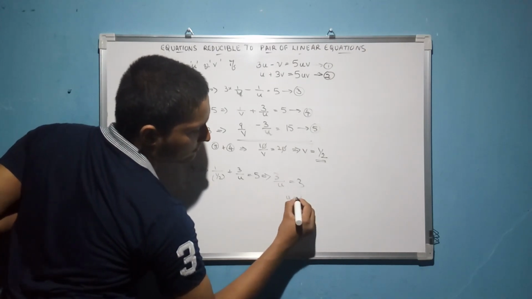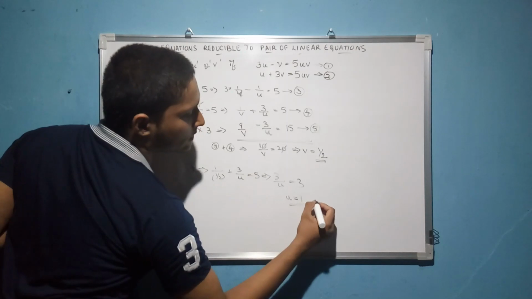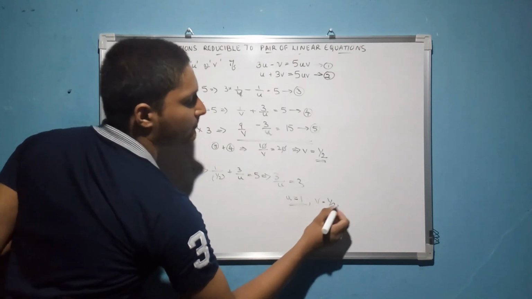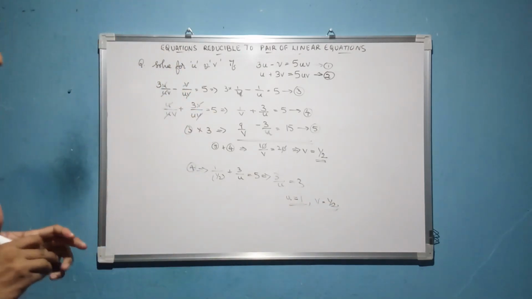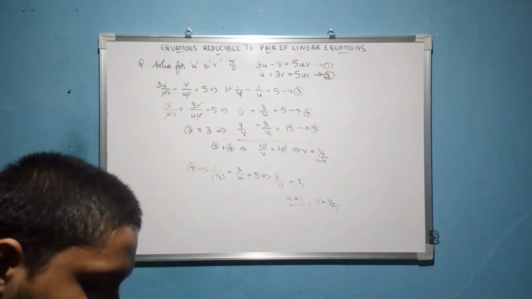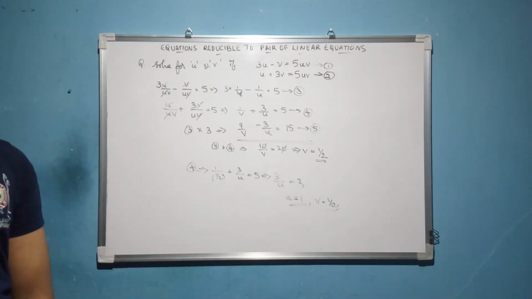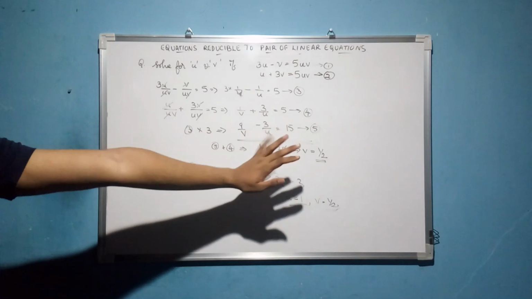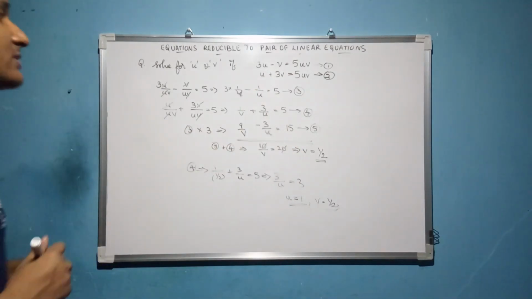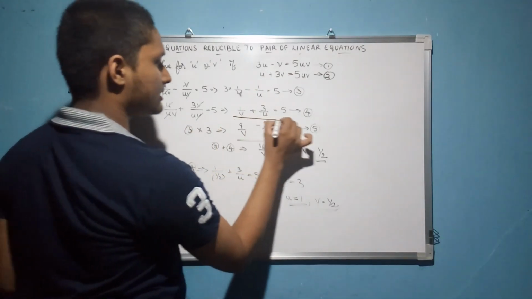U is equal to 1 and v is equal to half is the equation. This is a simpler method when compared to what is given in the textbook. I'll just explain, I will not do everything. Till here they are going to do the same.